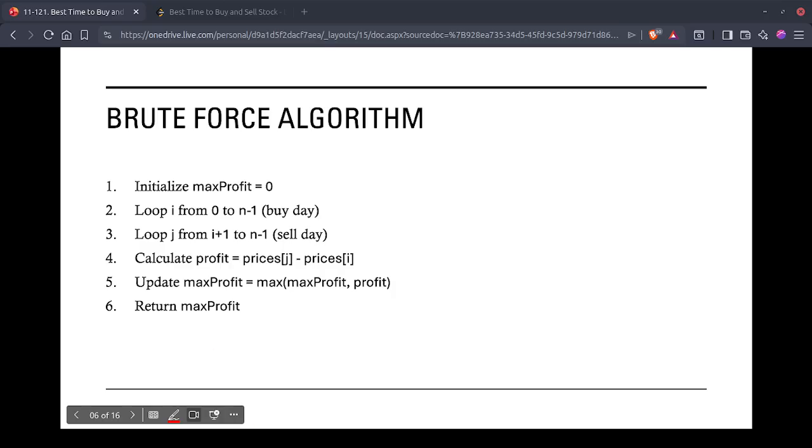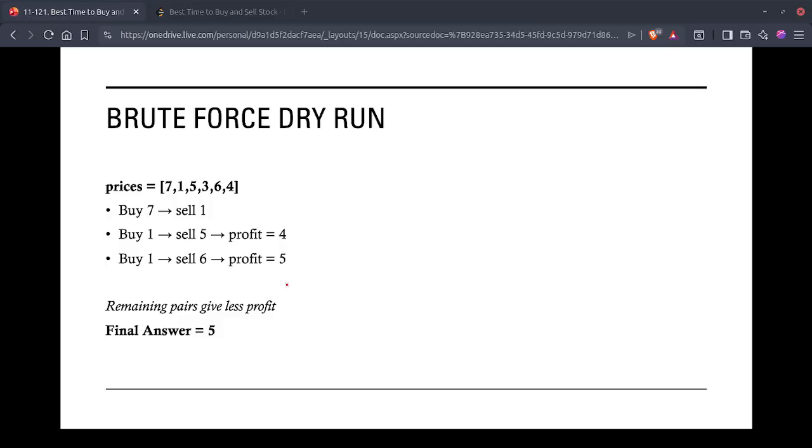First, we start with profit equal to 0, and we choose a day i as the buying day, and it runs from 0 to n minus 1. Then we check every future day j as the selling day. We calculate the profit by price of j minus price of i, and if it is bigger than our current profit, we update it, and finally we return the maximum profit. So very simple logic, but not an optimized one.